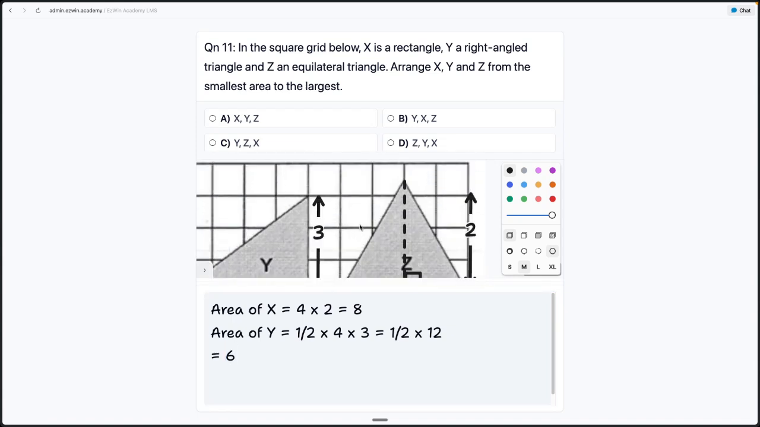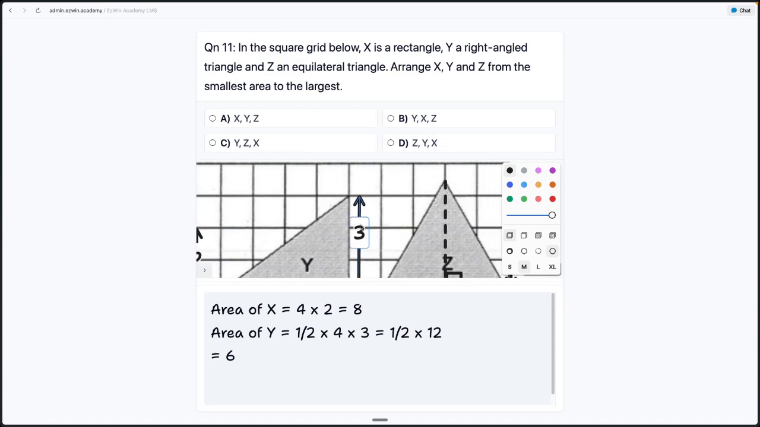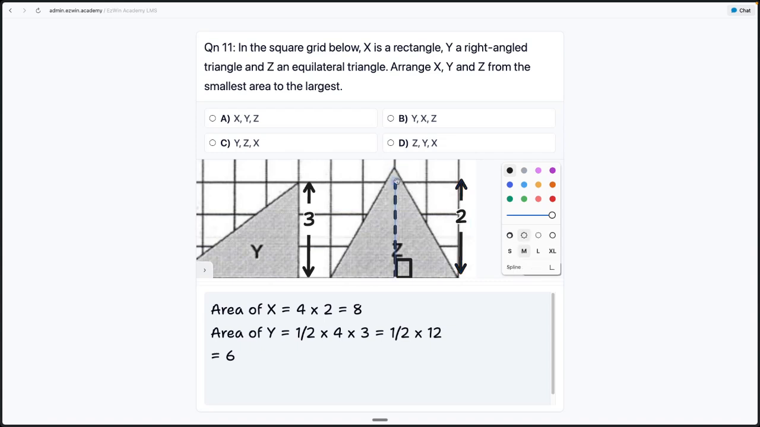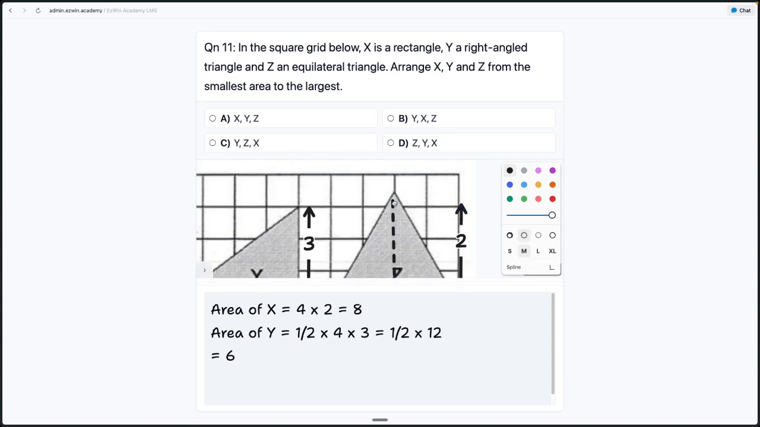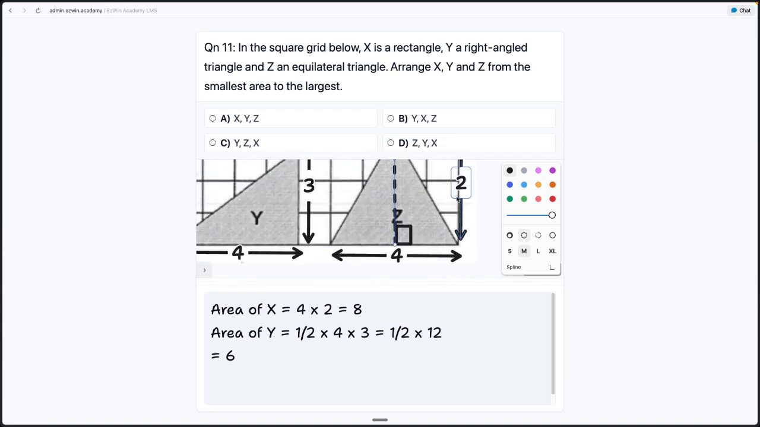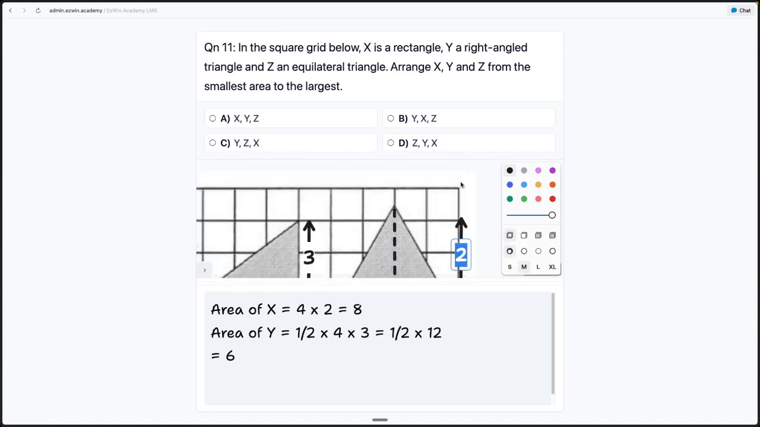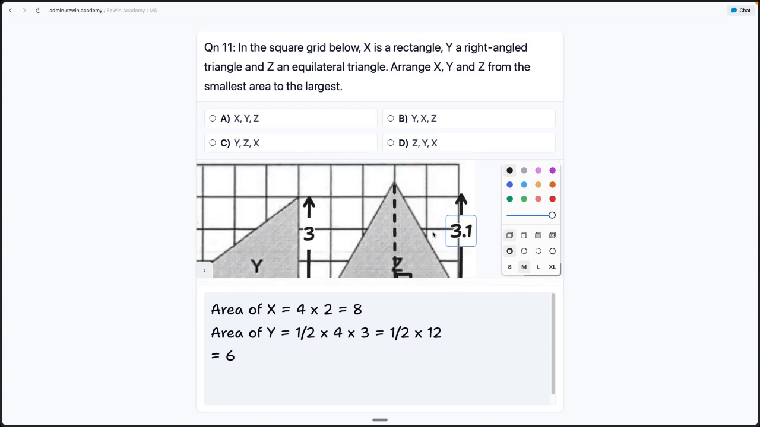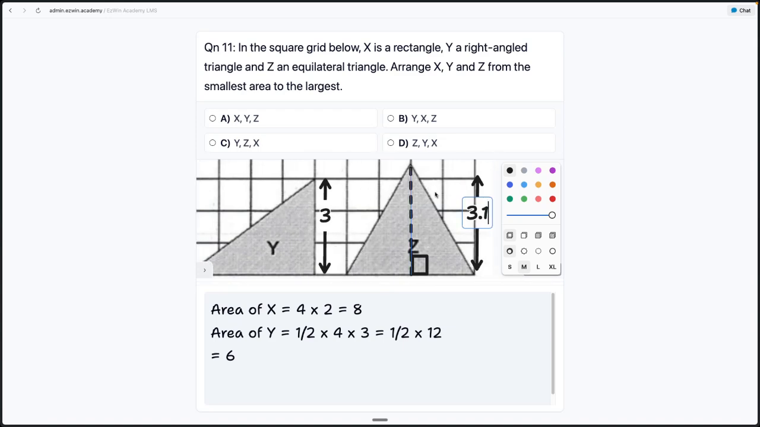Okay, so for Y in this case, it's not 3. Let's say it's around 3.5, okay, or 3.1. Let's put 3.1. Basically Z over here is taller than Y. So 1, 2, 4, and then 3.1-ish.